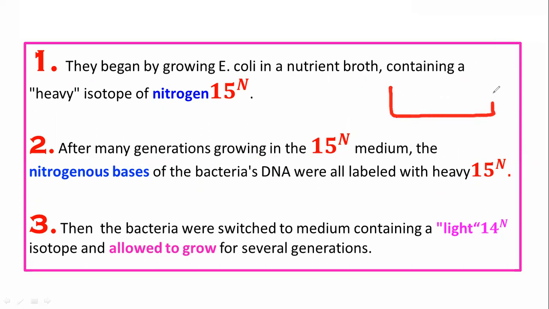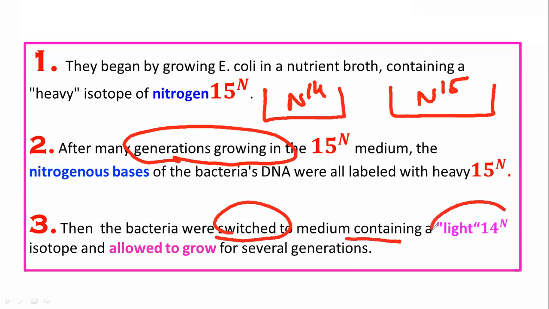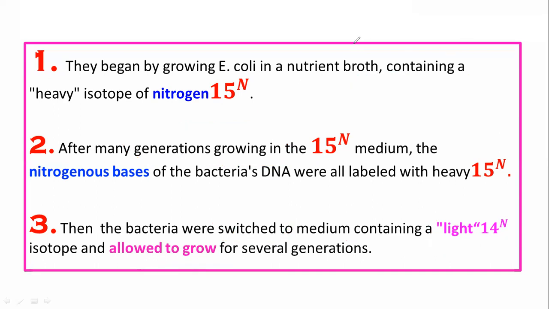Now they changed this broth. Let's suppose first they were growing them in N15, the heavier one. Then they took the same E. coli and switched them to a medium which contained a lighter nitrogen isotope. And now they allowed them to grow for several generations. So first they kept on growing in this, and then they switched to this one. I hope the starting of the experiment is clear to you.